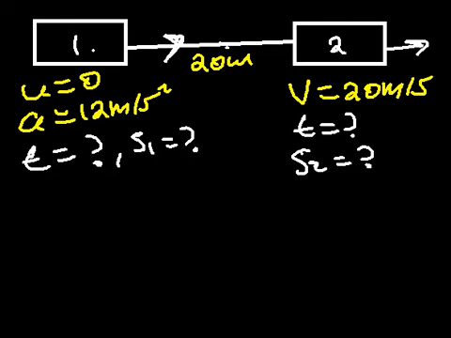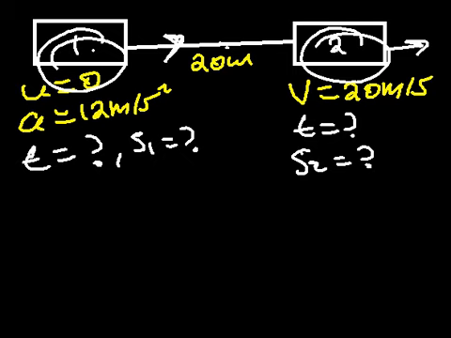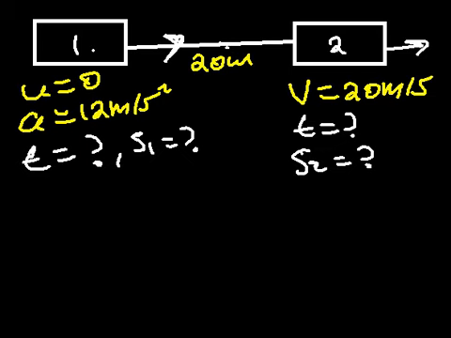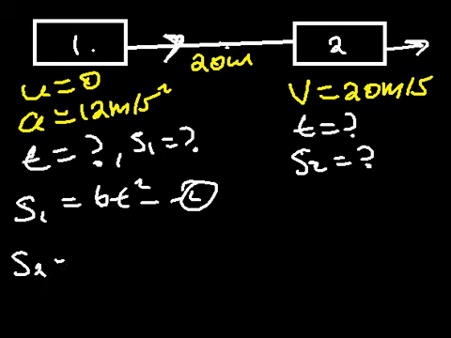So the point of interest is, when will object 1 catch up with object 2, and after what distance? That's the principle behind this. Now, according to the displacement formula, what is the displacement for object 1? We have it as 6t squared, which is given as equation 1. And how about the displacement for s2? We'll have it as 20t, which is given as equation 2.